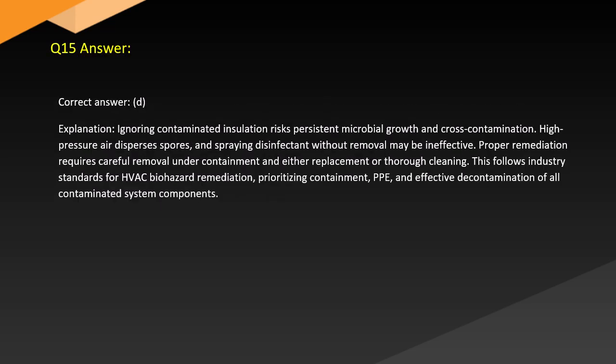Answer. Correct answer: D. Explanation. Ignoring contaminated insulation risks persistent microbial growth and cross-contamination. High-pressure air disperses spores, and spraying disinfectant without removal may be ineffective. Proper remediation requires careful removal under containment and either replacement or thorough cleaning. This follows industry standards for HVAC biohazard remediation, prioritizing containment, PPE, and decontamination of all contaminated system components.